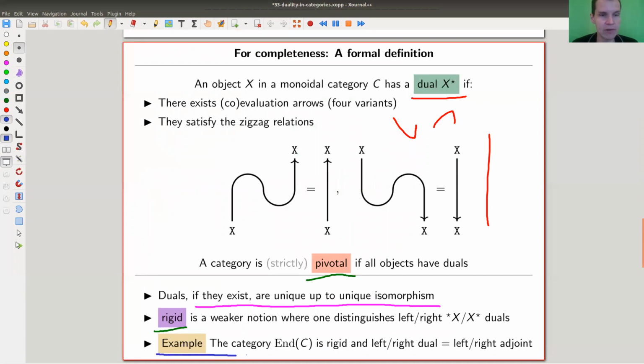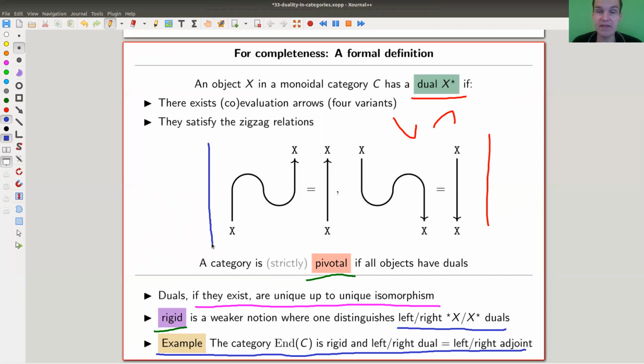It gets more general. And a good example of a category that has duals is End of C, which is rigid in the sense that you need to distinguish left and right. The left and the right dual are actually the left and the right adjoint functors. So End of C is the functor category, right? The objects are functors, so duals would be functors. And the duals in this case are the left and the right adjoint. Remember that for adjoints, you have exactly this zigzag condition for them to exist.